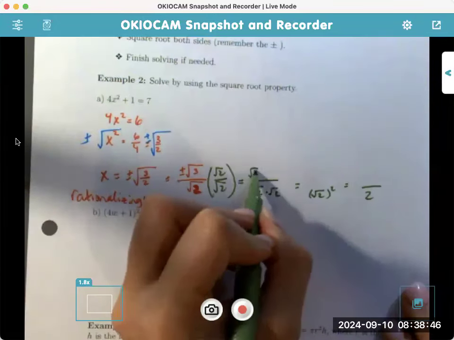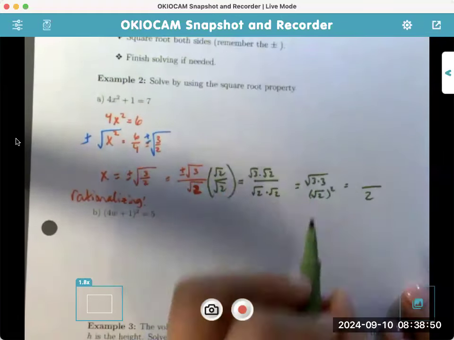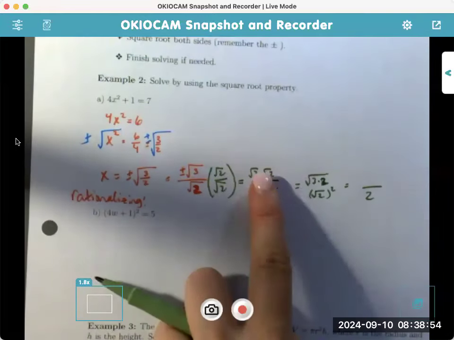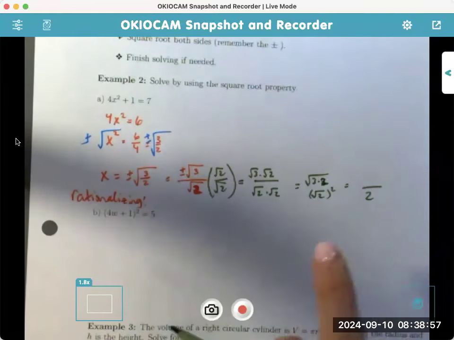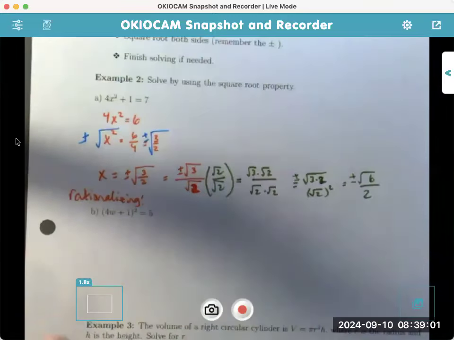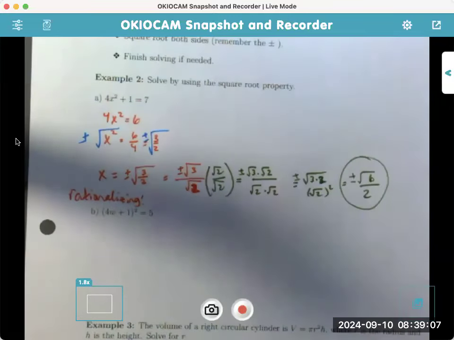So here, this is root 3 times root 2, under the same radical, because with multiplication and division, you can separate them like this. Or root 6, not forgetting the plus minus. So there we have it. So we would say that this is equal to plus or minus the square root 6 all over 2.